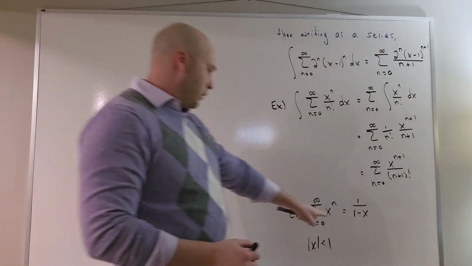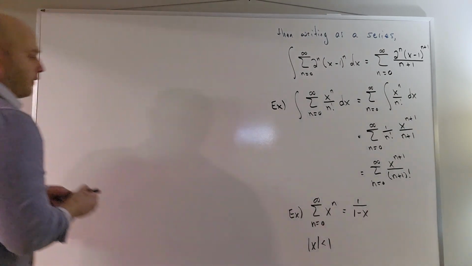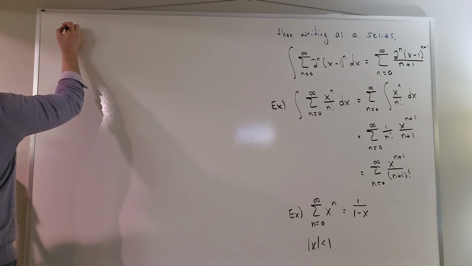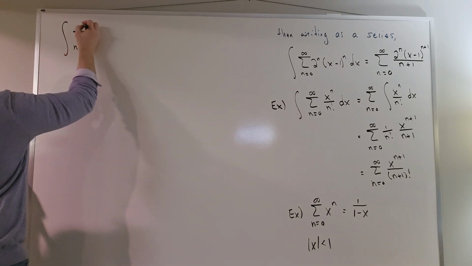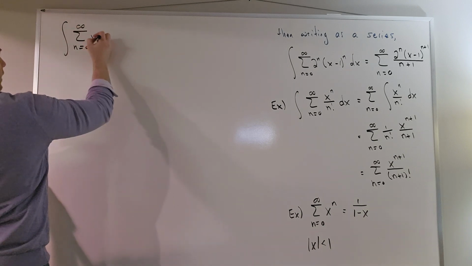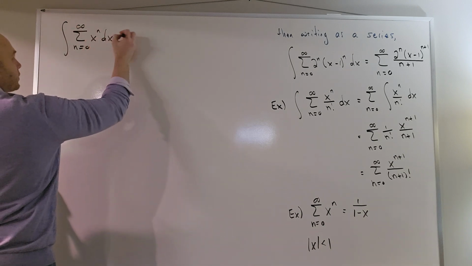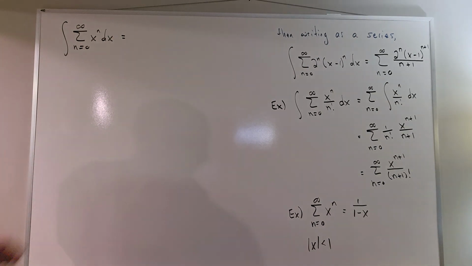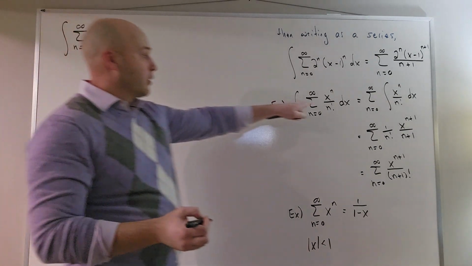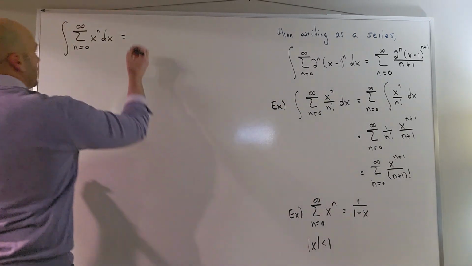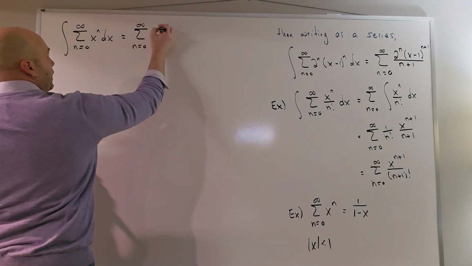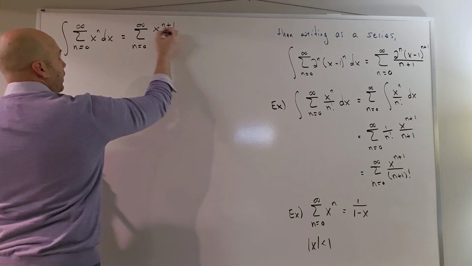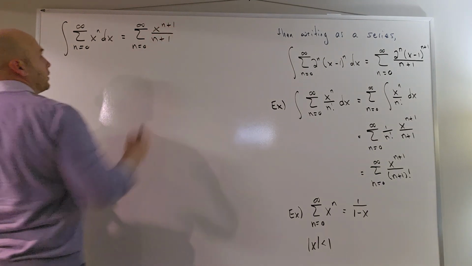Okay, so let's compute the antiderivative of that. The integral of the sum n equals 0 to infinity of x to the n dx. Once again, I just take the antiderivative of each term. Therefore, this would be the sum n equals 0 to infinity of x to the n plus 1 over n plus 1.